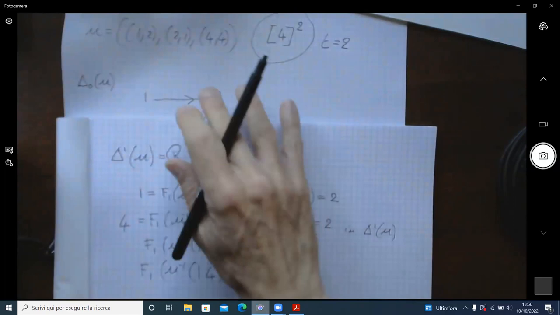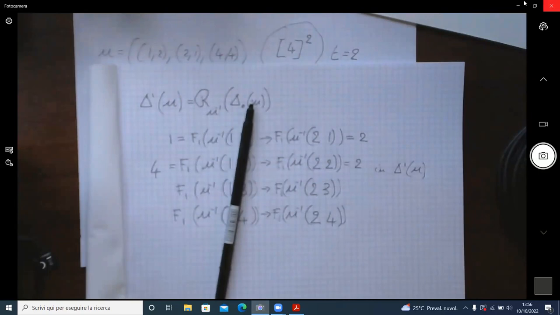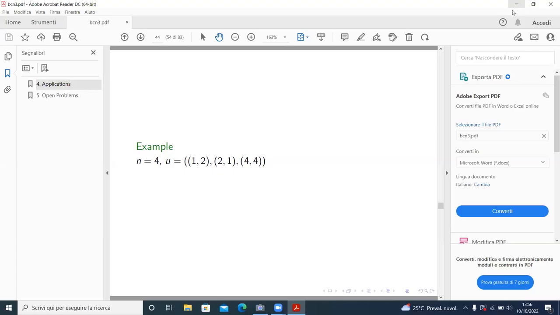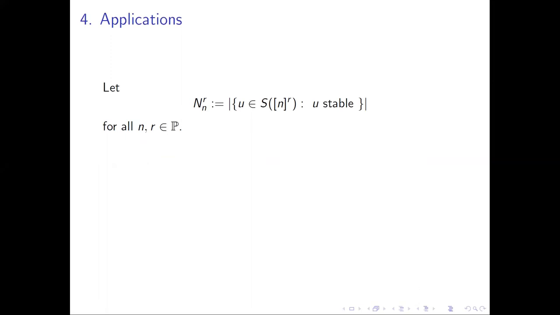Okay, so I'll go back now to my talk. Okay, so I see that I'm running out. So applications are, very briefly, one thing you would like to do is count these permutations. You would like to classify them, but maybe just count them. Here are the first few numbers.